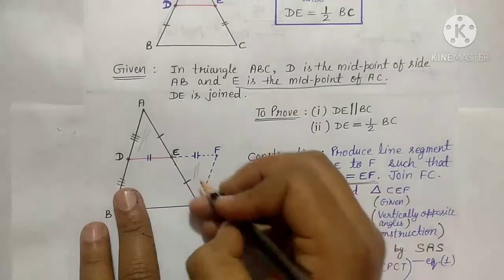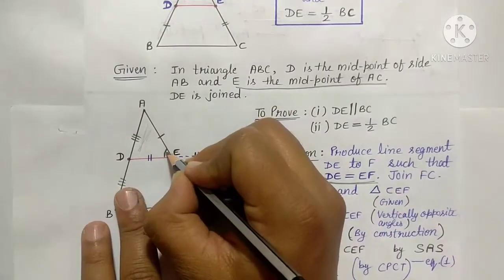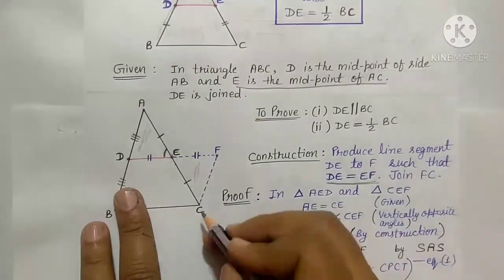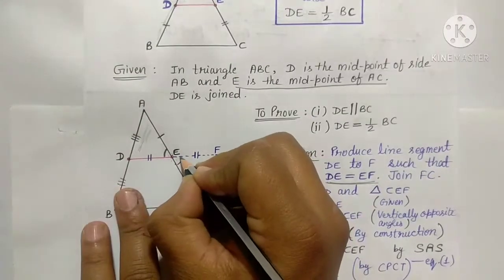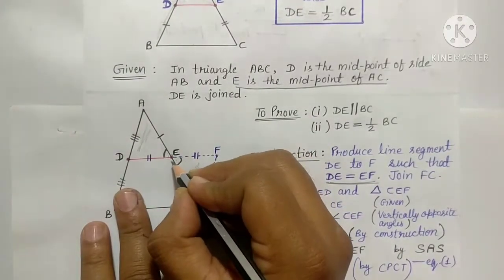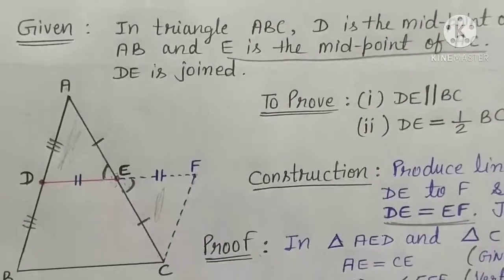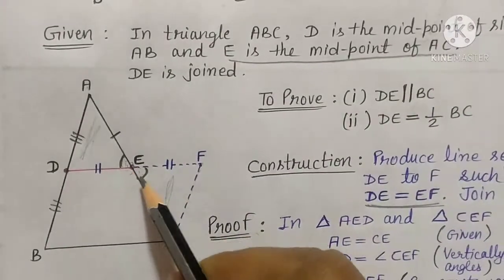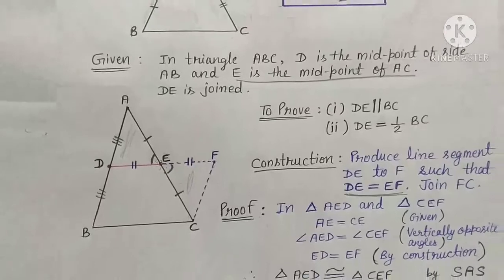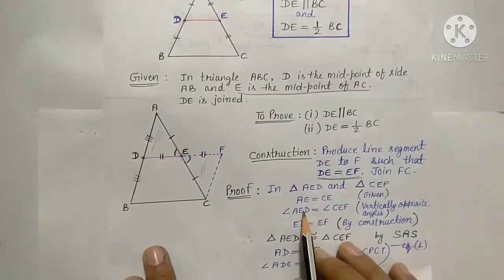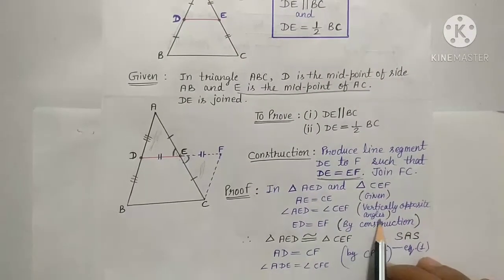Then we are saying angle AED, it means this angle, and angle CEF, it means this angle. These two angles are vertically opposite angles. Just focus here. As you can see, these two angles are vertically opposite angles. So we have written angle AED equals angle CEF, vertically opposite angles.